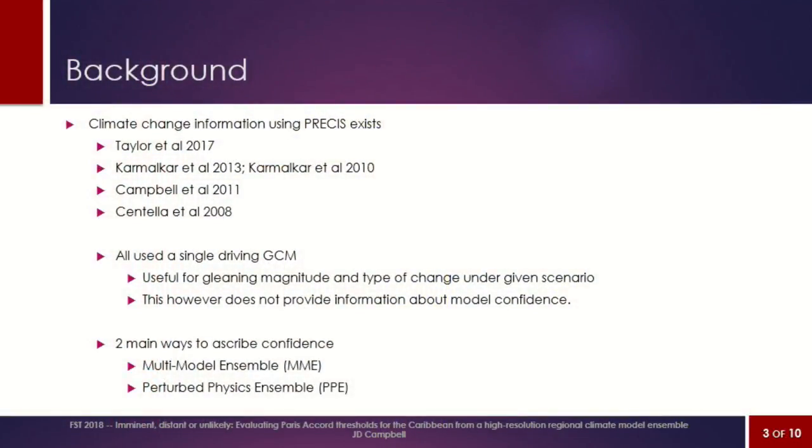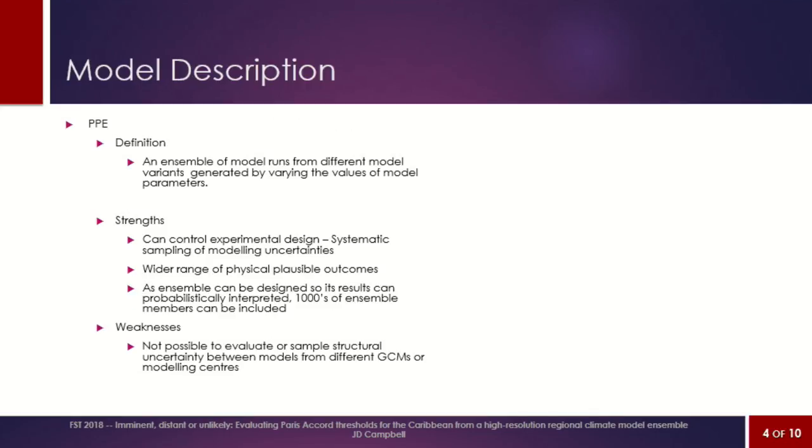So there are two main ways of filling in the gaps that have been left by these previous studies. Remember, the study used a GCM, and another gap is that they all use a single realization of an RCM or a single downscaling of a GCM, right? So there are two main ways in which we can ascribe some confidence. We can take the multi-model ensemble approach, or we can use perturbed physics. The multi-model ensemble approach requires us to take multiple models, install those models, and run the same realization through multiple models, right? Whereas the perturbed physics, which we are interested in, basically you take the same model and you tweak it, right?